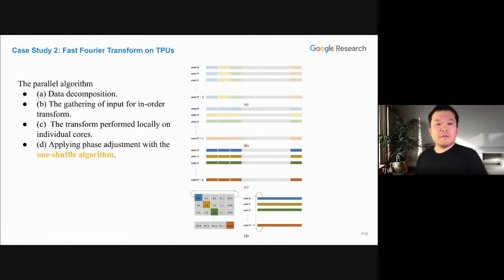The figure on the right illustrates the 4 steps of the parallel algorithm for FFT on TPUs. First step, data decomposition. We apply data decomposition to the input along all 3 dimensions. Segments are highlighted with colors. And second, we gather the input, making sure that the segments of the same color are on the same core. This is to ensure an in-order transform. Third, transform is performed locally on individual cores. Last, we apply the phase adjustment through the one-shuffle scheme.